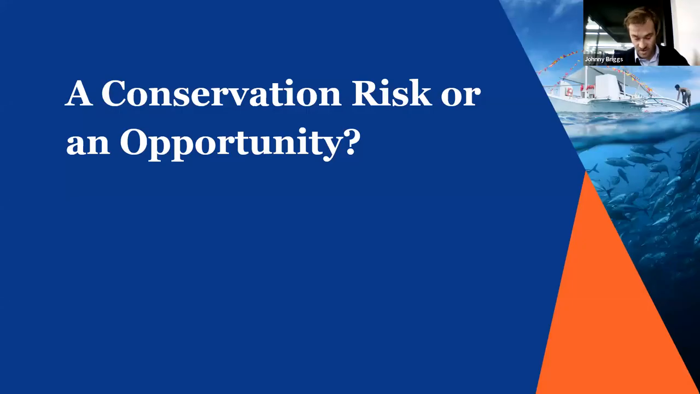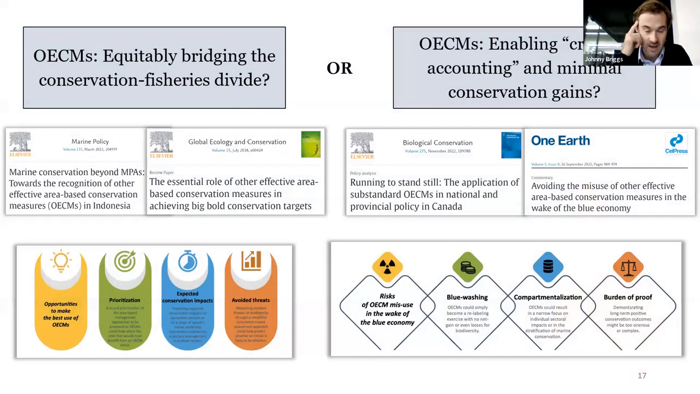So that then begs the question whether, if progress towards 30 by 30 will be via OECMs, is that a risk to conservation or an opportunity? If we think that Target 3 was to basically reverse decline of biodiversity and encourage it to replenish, are OECMs a good thing in that sense? And there've been quite a few publications on this, and here's just a few here, but really there's this kind of two sides to the argument.